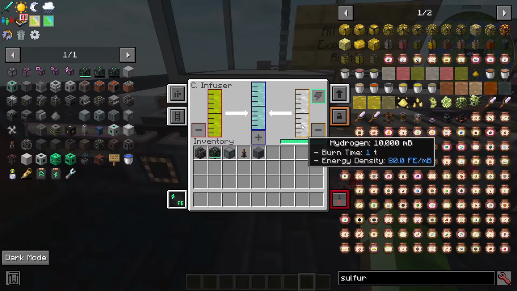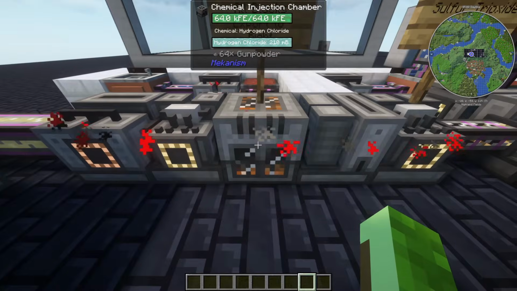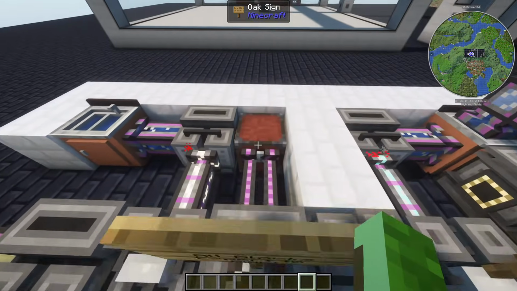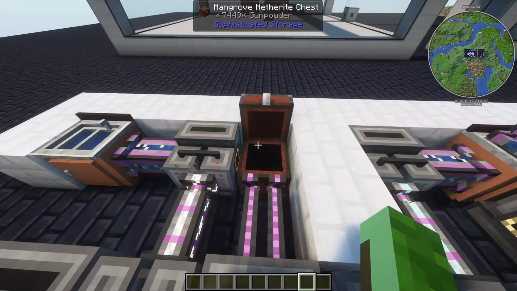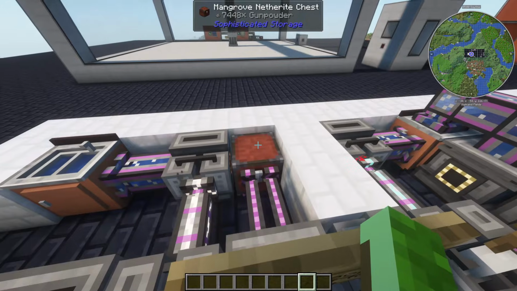Now, chlorine plus hydrogen creates hydrogen chloride, which is then exported to a chemical injection chamber, which is then combined with gunpowder in the back. And I recommend just creating a mob farm or maybe a specific creeper farm to get the gunpowder.